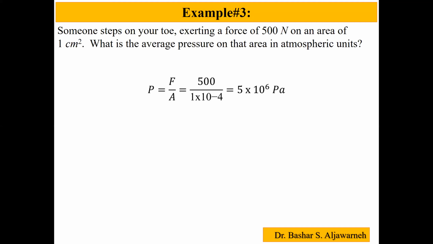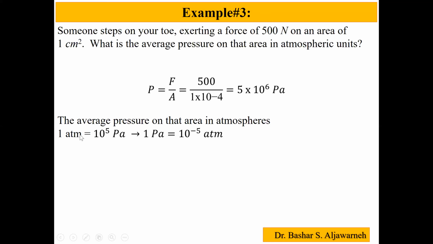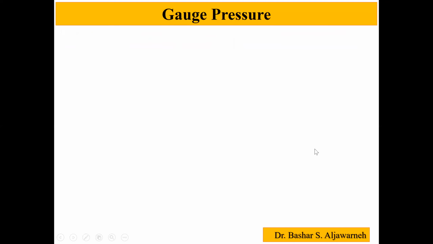You have to convert it from centimeter squared into meter squared, which is dividing by 100 squared. So do your calculations. You will find the pressure is 5 times 10 to the power 6 Newton per meter squared, or Pascal. But the question here is asking me to find it in atmospheres. So we know one atmosphere equals 10 to the power 5 Pascal. So do your calculations. You will find the pressure is 50 atmospheres.